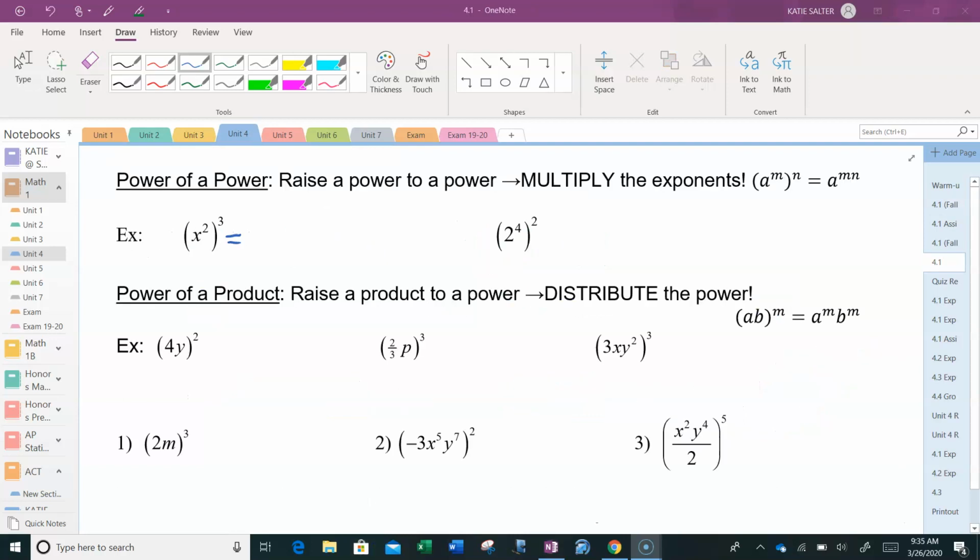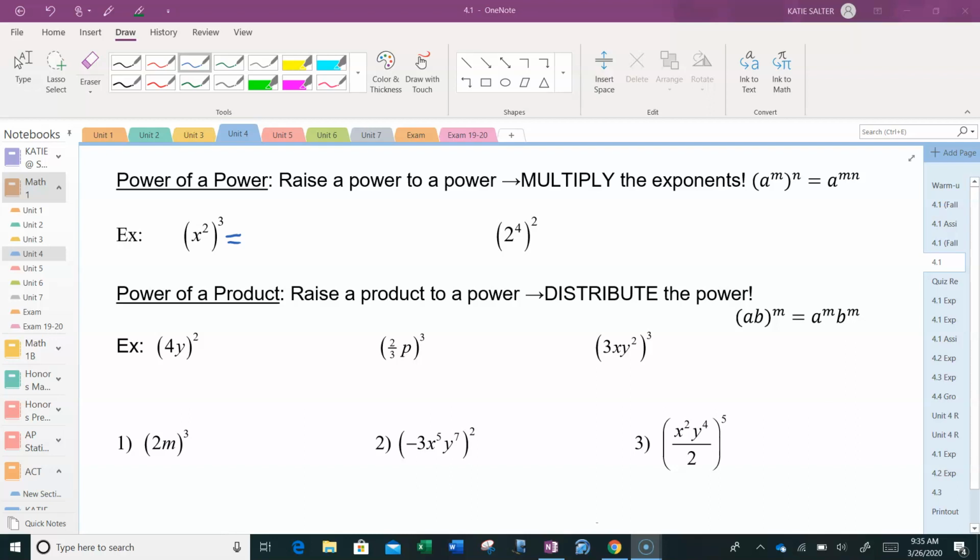Okay, this rule says a power of a power. When we raise a power to a power, we multiply the exponents. Okay, so the difference here, guys, is we're not multiplying like bases. We're raising a power to a power. But let's understand why that happens.